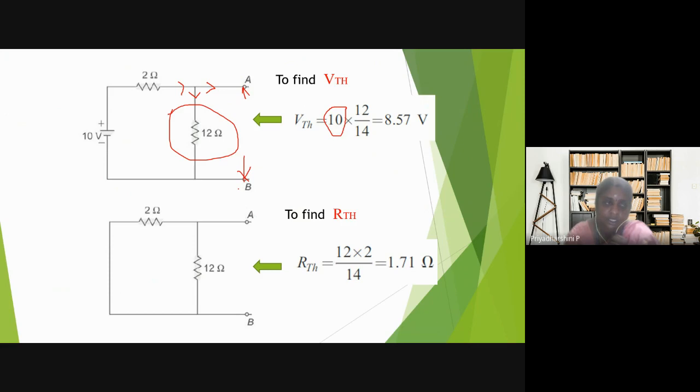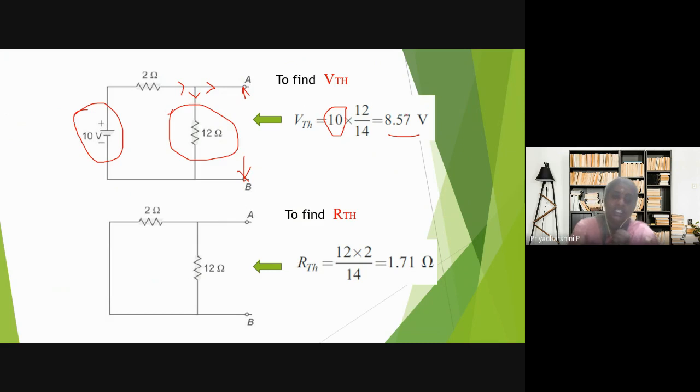Here it is open circuited, so definitely the current is going to be zero. The same current is flowing between 2 ohms and 12 ohms, which means both are connected in series. So how do we find the voltage across this 12 ohms resistor? Total voltage into the resistance for which we are finding it, divided by the summation of the two resistances. The summation is 2 plus 12, 14. So total voltage into that corresponding resistance, 12 by 14. The answer is 8.57 volt.